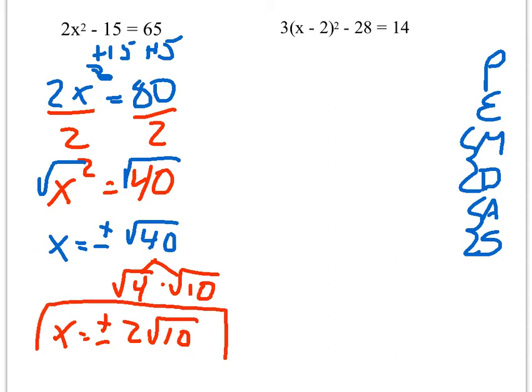But if you are finding these numbers maybe on a number line to graph them, then you're going to want to go ahead and switch them to a decimal, because those seem to make more sense to us than 2 root 10 or root 40.